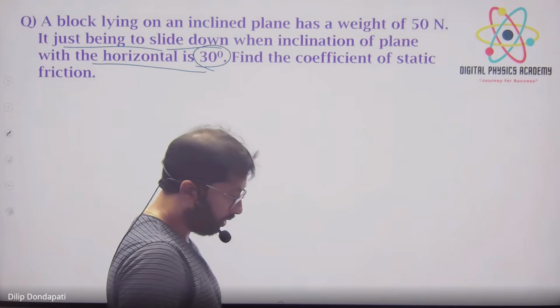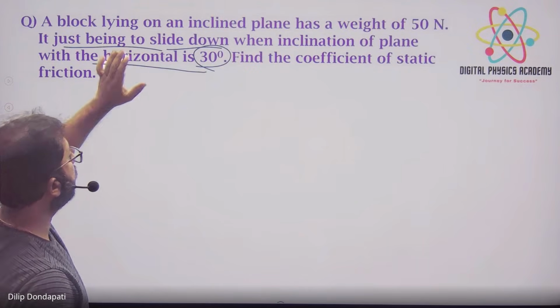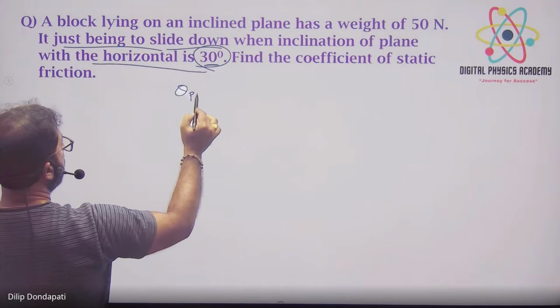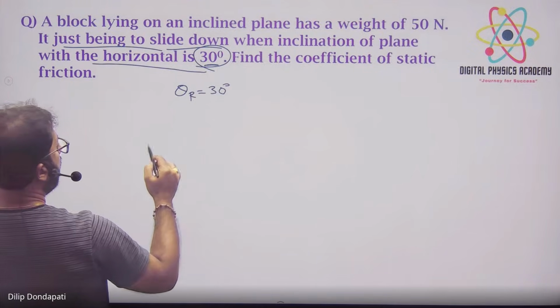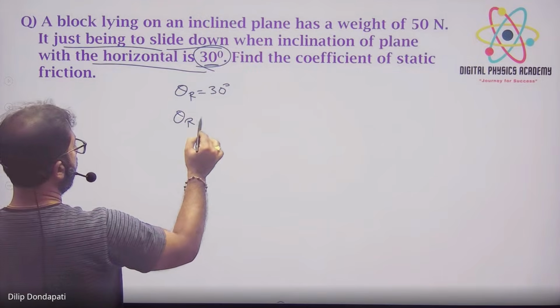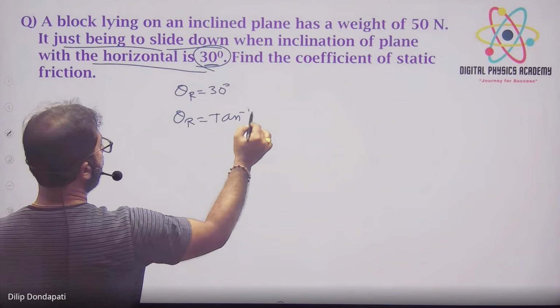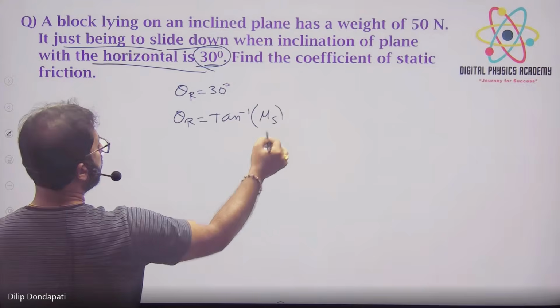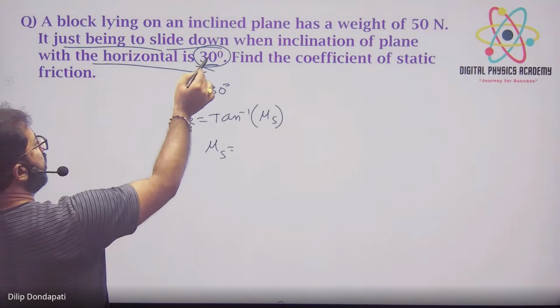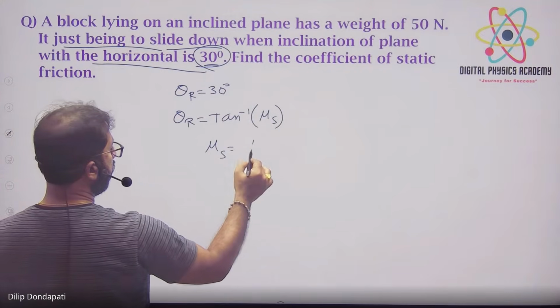1/√3. Yes, correct. So I think this question came in an exam today. Okay, simple. Just about to slide means we know this is called the angle of repose. Theta r is given as 30 degrees, and we know the formula, right? Theta r is equal to tan inverse of mu s, so mu s is equal to tan 30 degrees. Tan 30 is nothing but 1/√3.